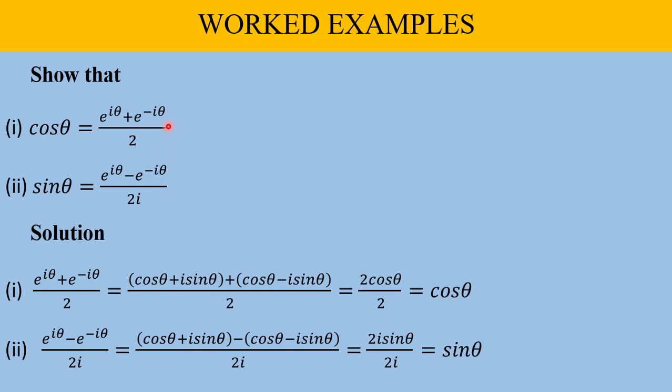So we can use Euler's formula to prove these identities, as we have clearly shown these two identities with cos theta and sin theta.